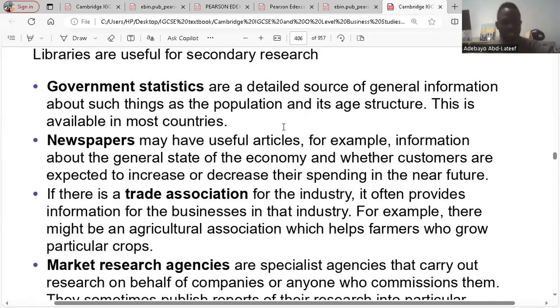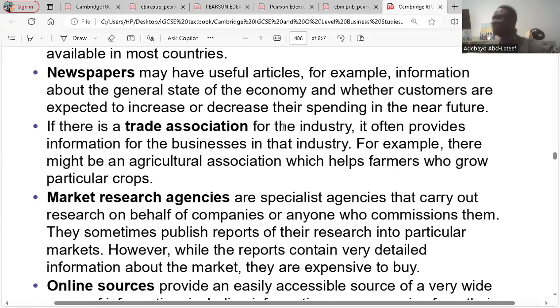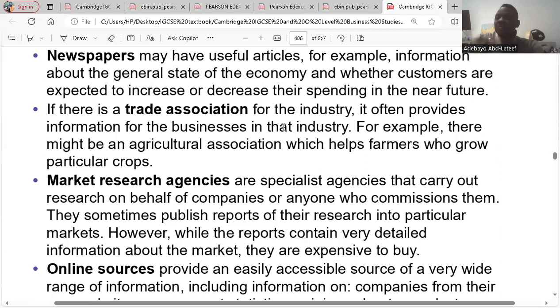Then we have market research agencies. These are specialist agencies that carry out research on behalf of companies or anyone who commissions them. They sometimes publish reports of their research into particular markets. However, while the reports contain very detailed information about the market, they're expensive to buy. These ones are prepared by specialists, so it is expected to be expensive.